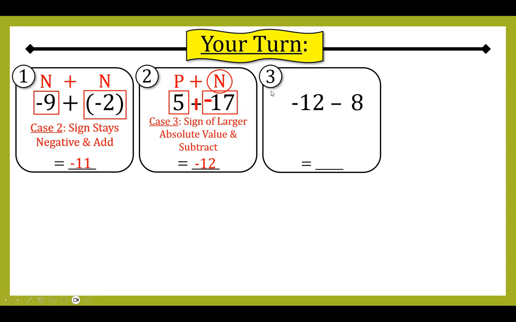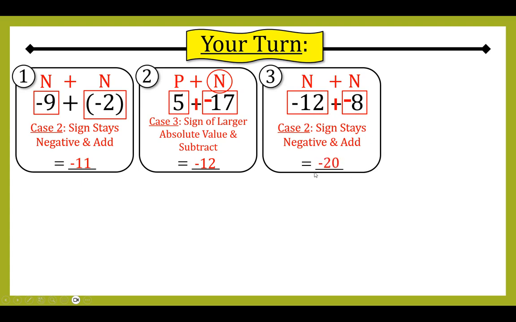3. Okay, so I have -12 minus 8. Again, here I am subtracting, so I want to add the opposite. This becomes a plus, and now this positive 8 becomes -8. Here I have -12 plus -8. So I have a negative plus negative. This is case number 2, where the sign stays negative and add. So I know it's negative. I take 12 and I add it to 8, and I get an answer of -20.